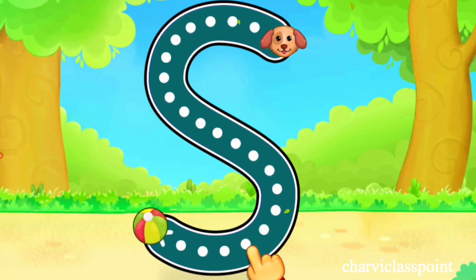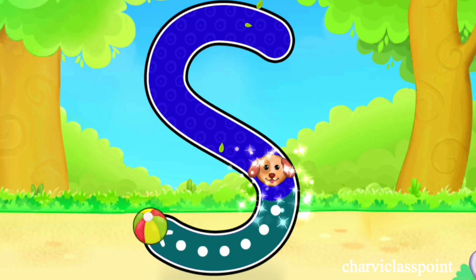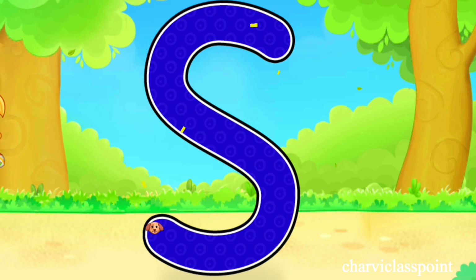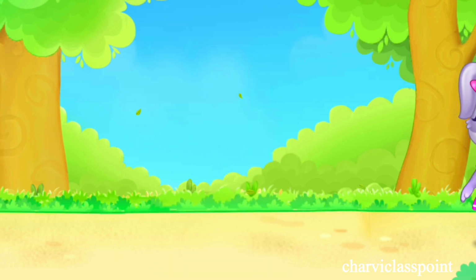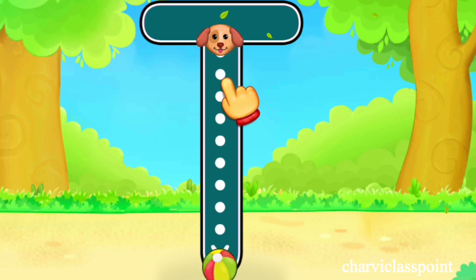Trace letter S. Yay. We get letter S. S for sheep. S for sheep. Next letter is T.